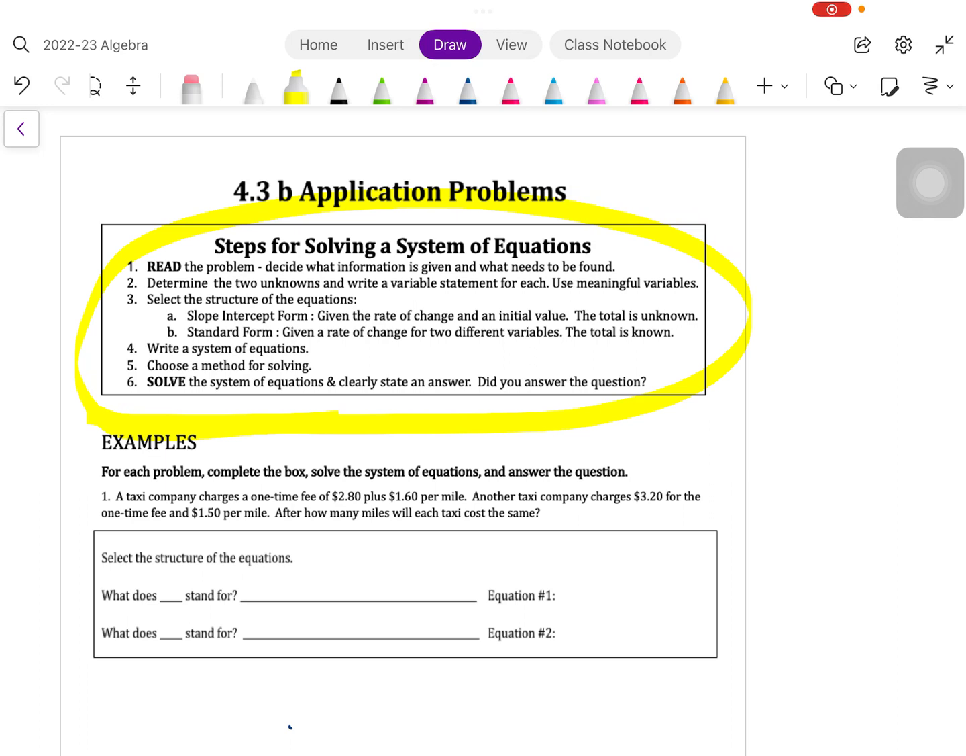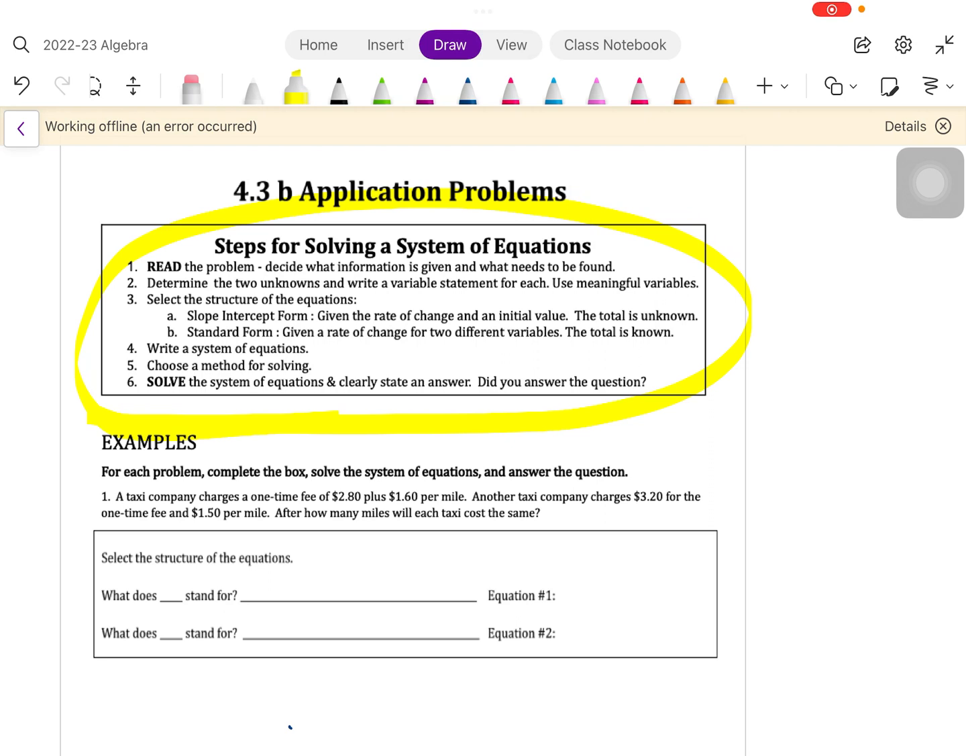Step two is to determine the unknowns and write a variable statement for each. Generally, when reading through the problem, the very last sentence is going to tell us what we're looking for, and that'll help us determine what these unknowns are. And then when I say use meaningful variables, I mean instead of just using X and Y, which you can every time, sometimes we want to use variables that help us remember what we're looking for in the problem.